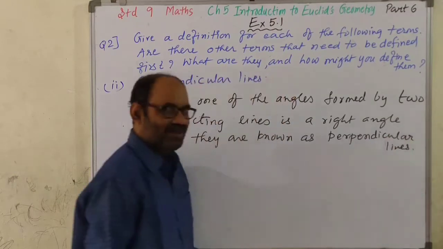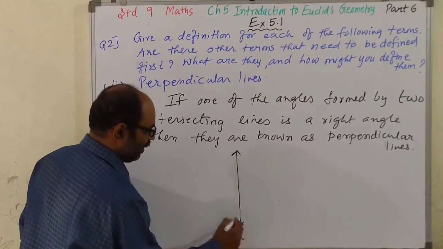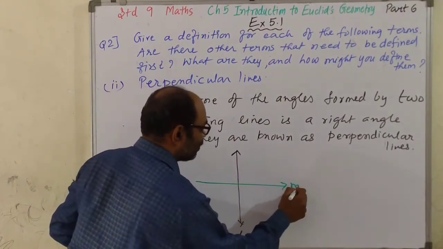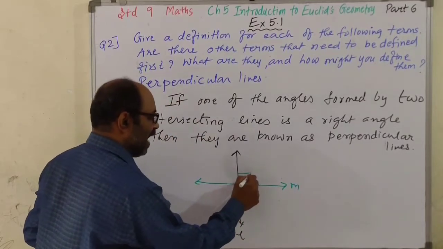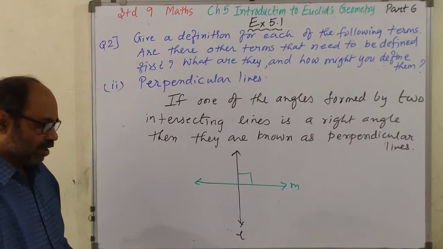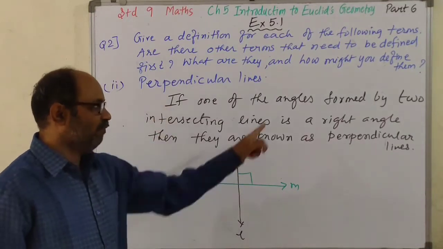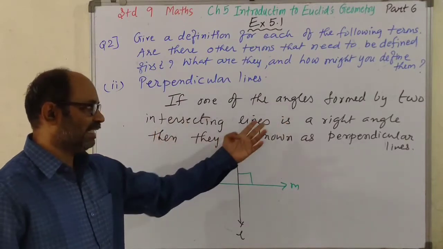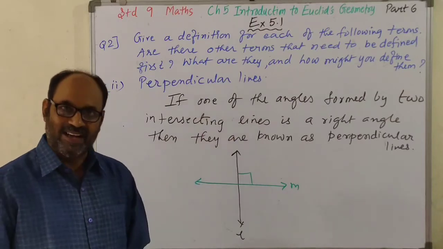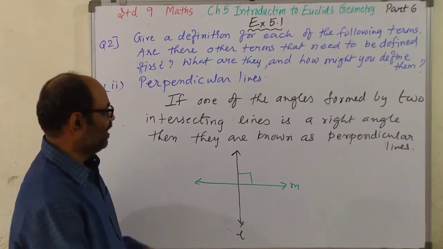I hope you have understood. Here, there is black line, let's call it L. Here is green line, let's call it M. And this angle is right angle. Okay, so that is the definition. If one of the 4 angles formed by 2 intersecting lines is a right angle, then they are known as perpendicular lines. Chalo, are there any new terms?